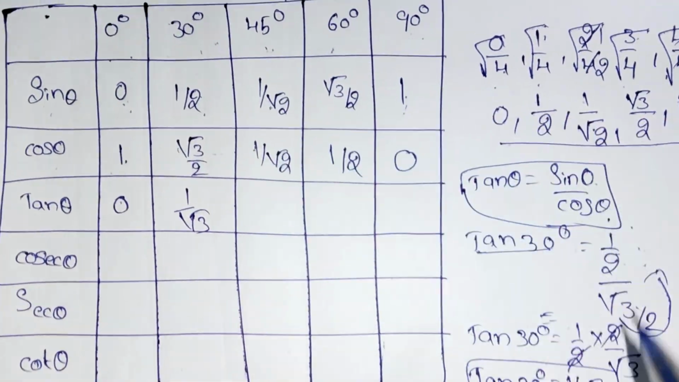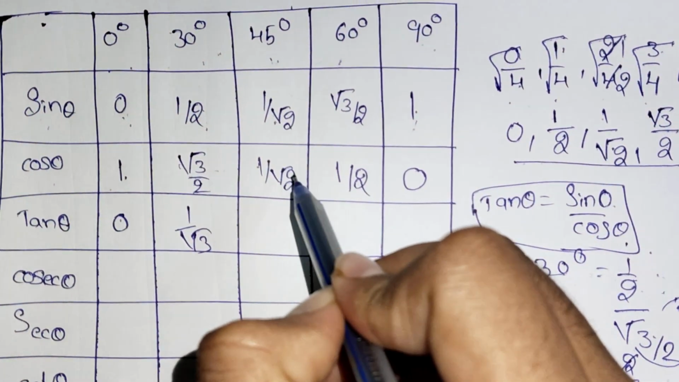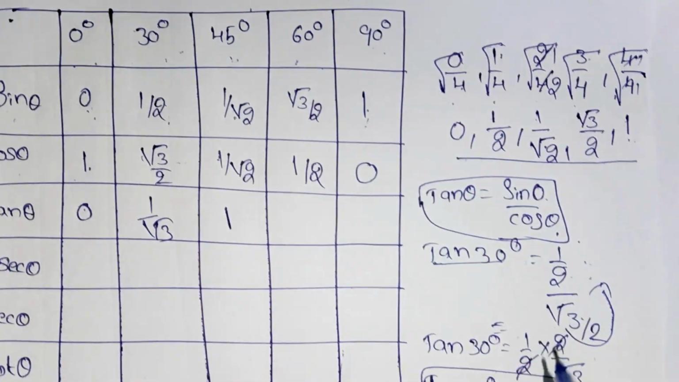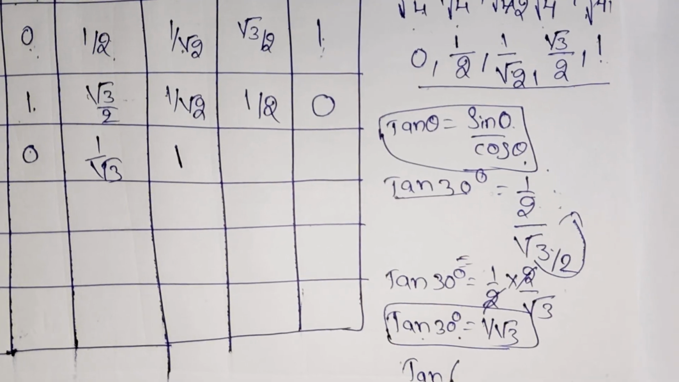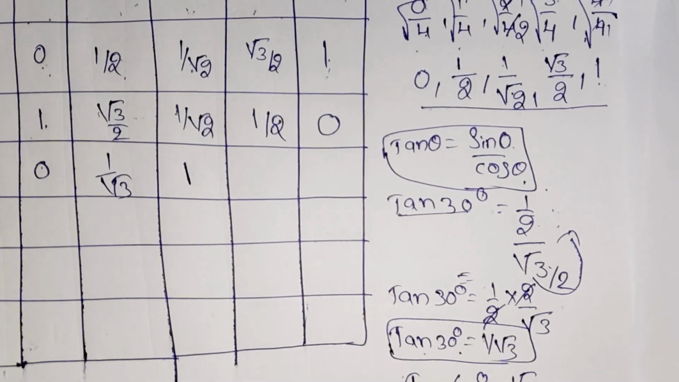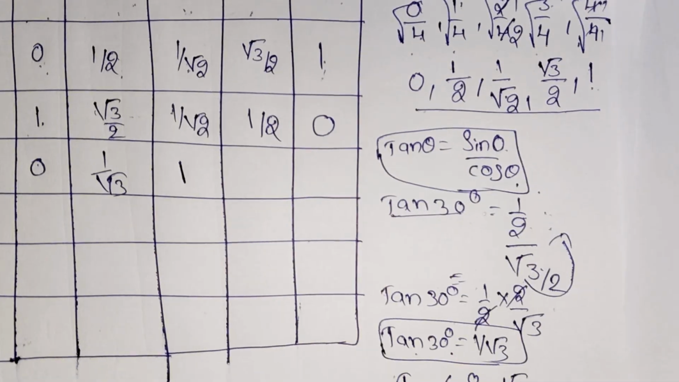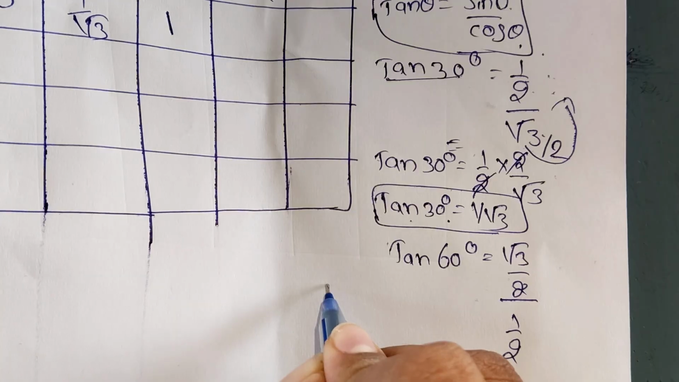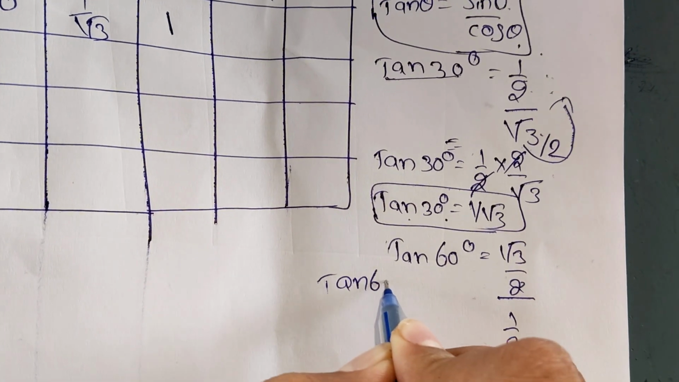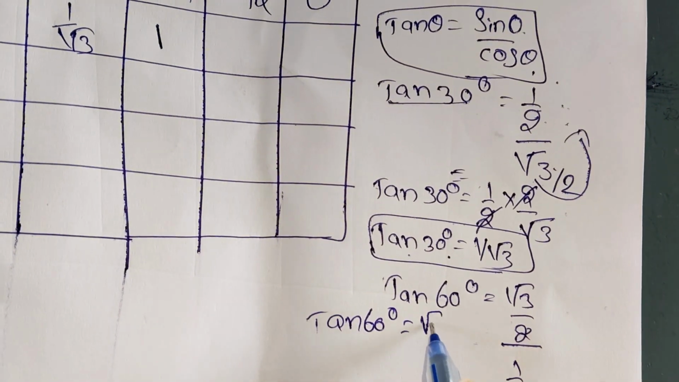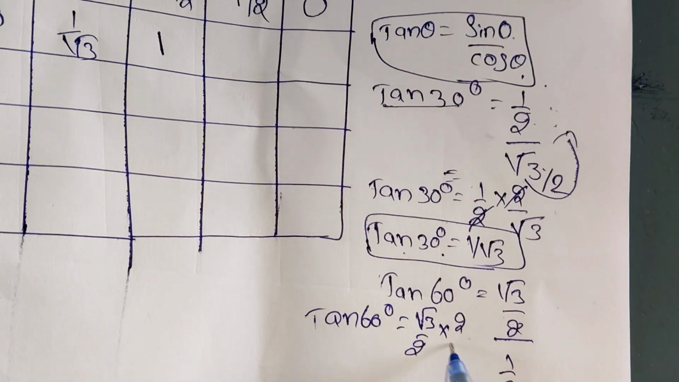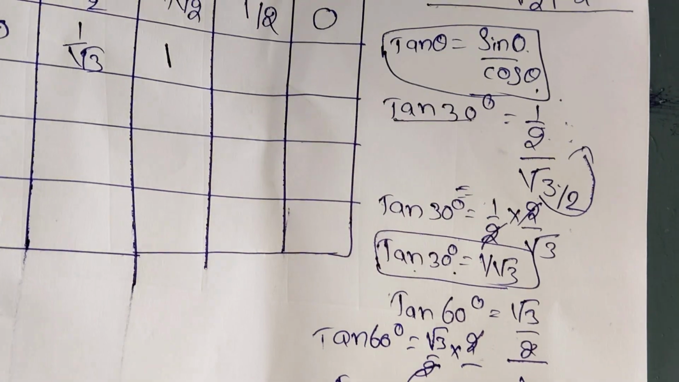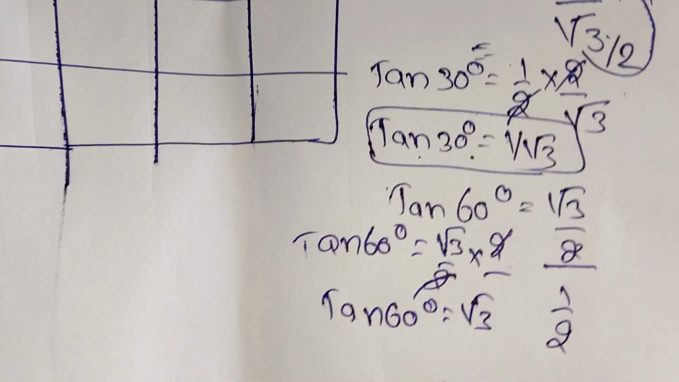And the same for tan 45 degrees: 1 by root 2 divided by 1 by root 2. The root 2 gets cancelled, so we have 1. What is tan 60 degrees? Tan 60 degrees equals root 3 by 2 divided by 1 by 2. Taking the reciprocal, tan 60 degrees equals root 3 by 2 into 2 by 1. The 2 gets cancelled. Tan 60 degrees equals root 3. So this is the answer.